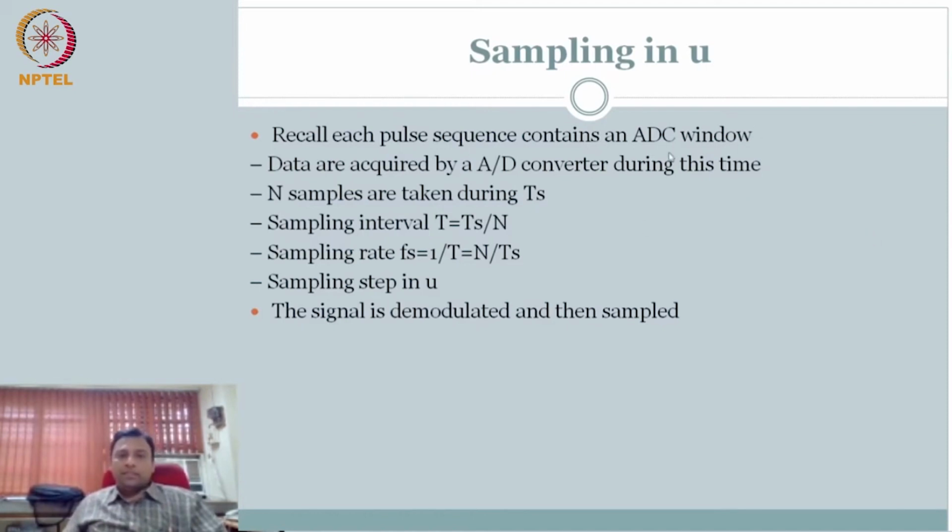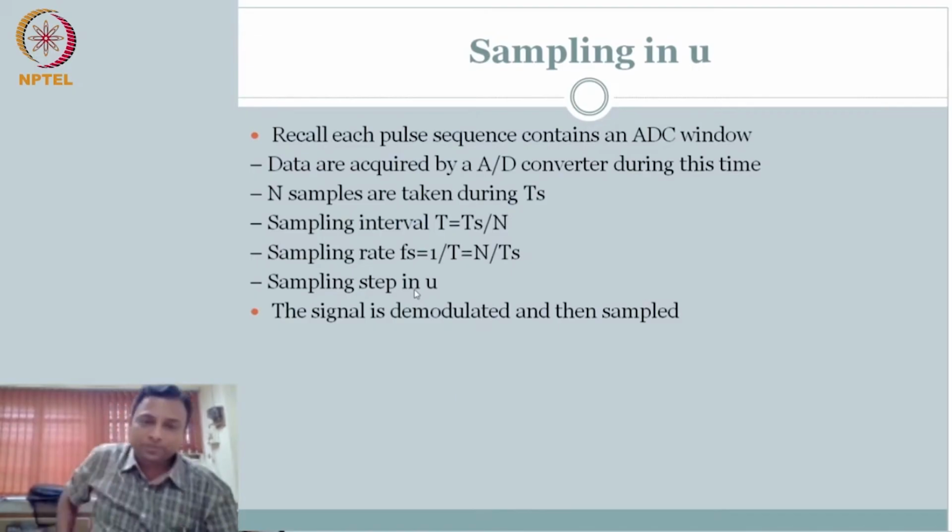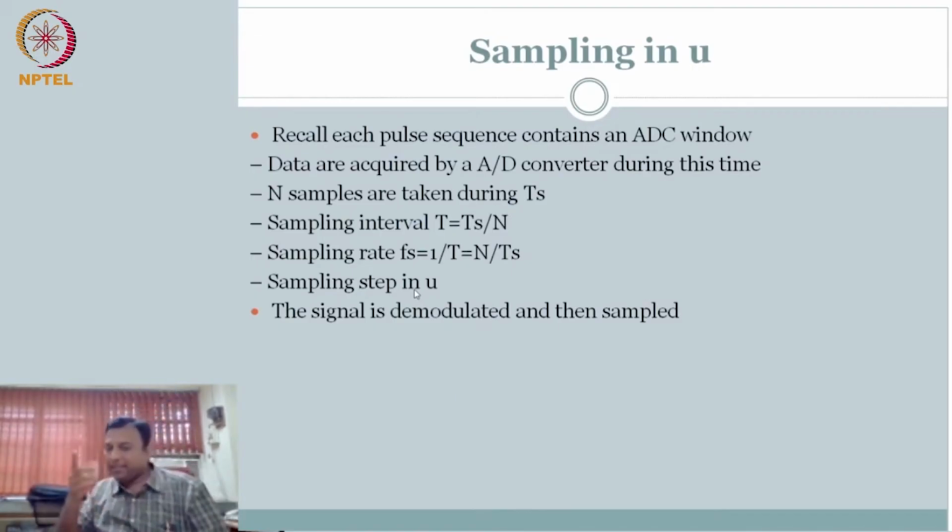So recall, each pulse sequence contains an ADC window. Data are acquired by ADC. So if you have n samples over TS, then the capital T, that red capital T that we showed in the previous slide, is nothing but the total time period TS of acquisition divided by the total number of samples that are acquired. So your sampling interval is capital T, and your sampling rate, or sampling frequency, is 1 by capital T or n by TS. So that gets you your delta U. Sampling step in U means delta U. In the U direction, how you step, that's delta U.